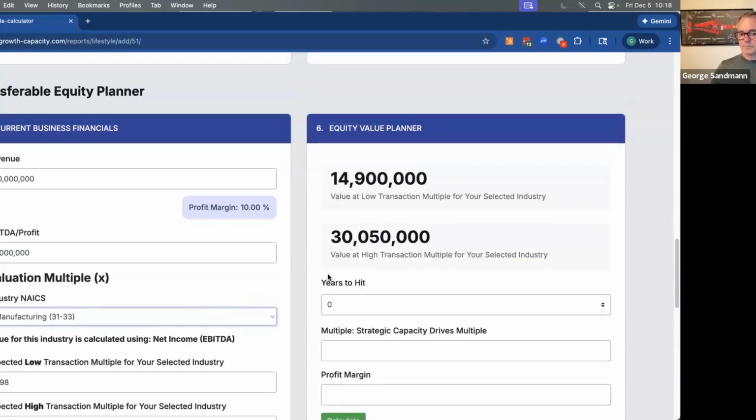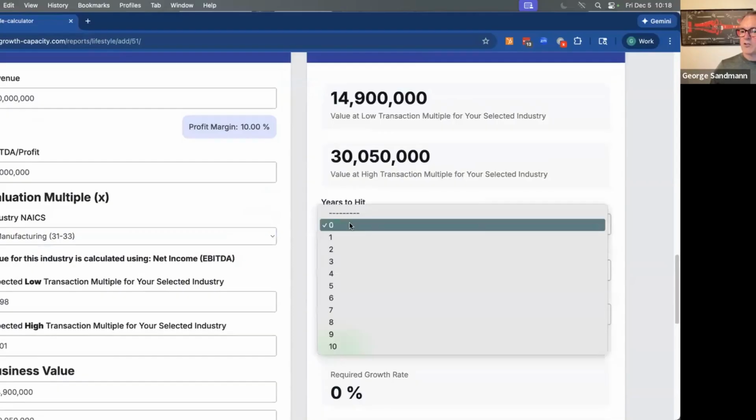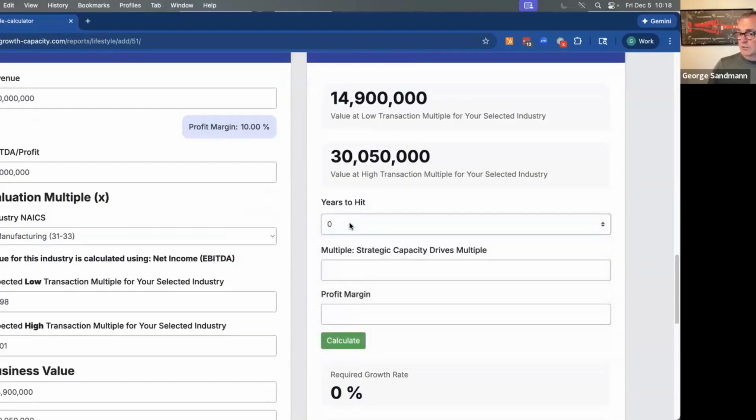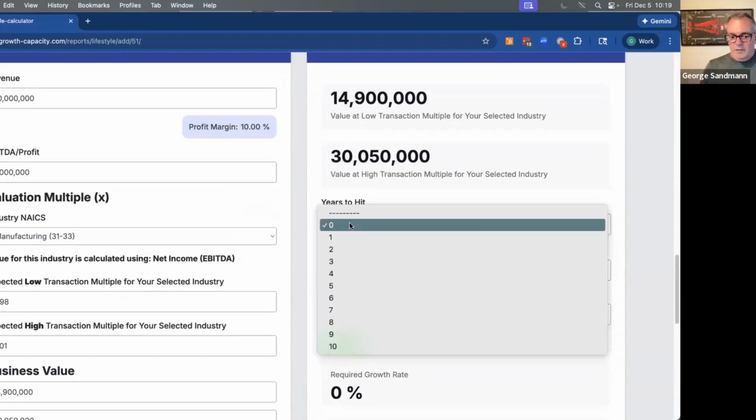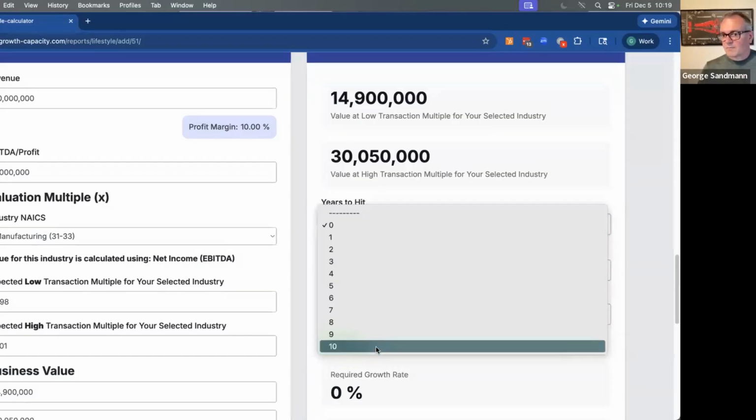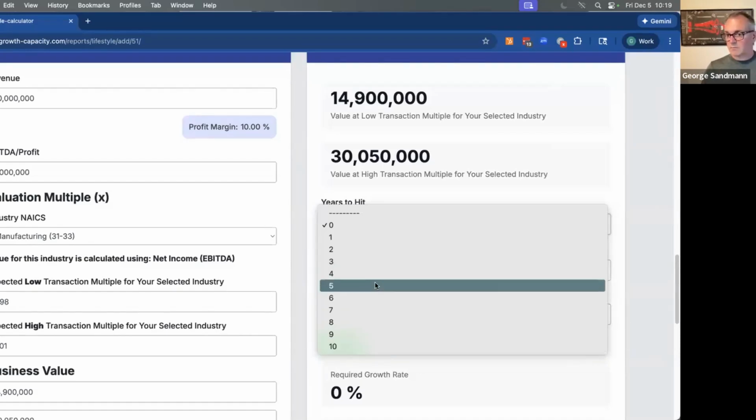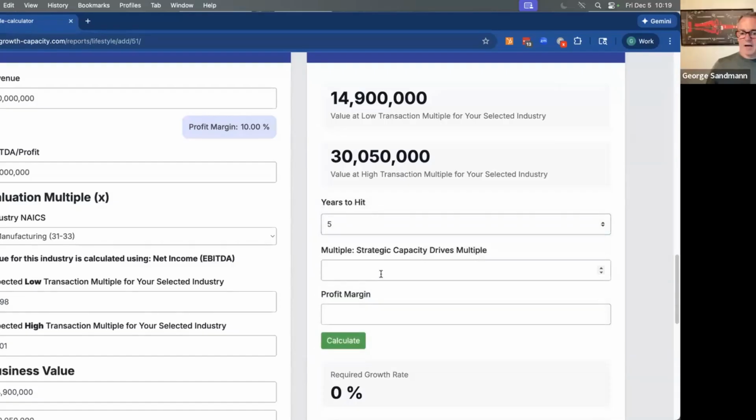So now we get into the magic. When do you want to have the option to sell the business? How far out are you? And we go up to 10 years. I think, well, I'm going to hang on to it, but let's look at a 5-year horizon. Does that work for you, Tim? Yes, it does.